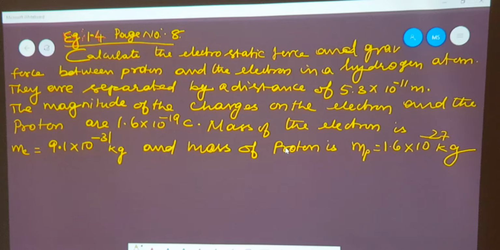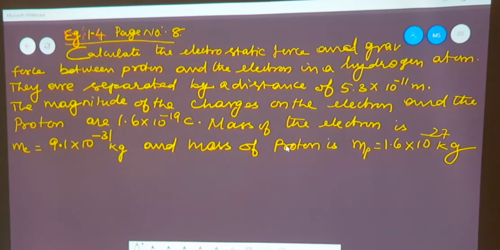Welcome students. The next problem we are going to see in this video is problem number 1.4 on page number 8. Take your book, otherwise just copy this in your notebook. If you are copying it, it will be better. For problems, you keep a separate notebook.